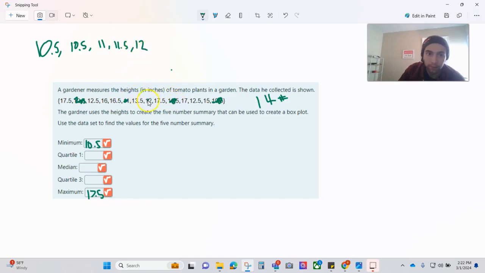And 12. 12.5. I count at least two 12.5s. I'm trying to go a little fast too. Melting my brain. 13.5. Feel free to fast forward this part, unless you love watching me do this.